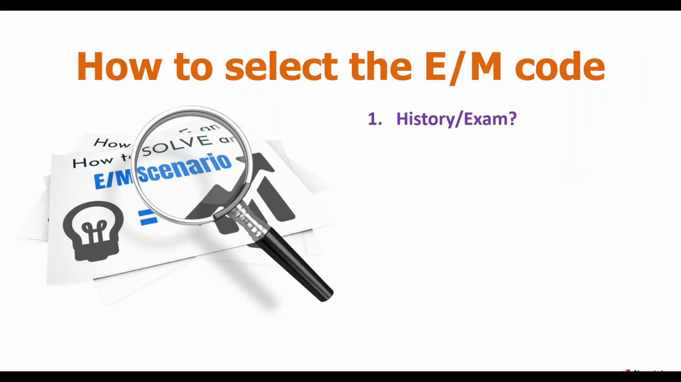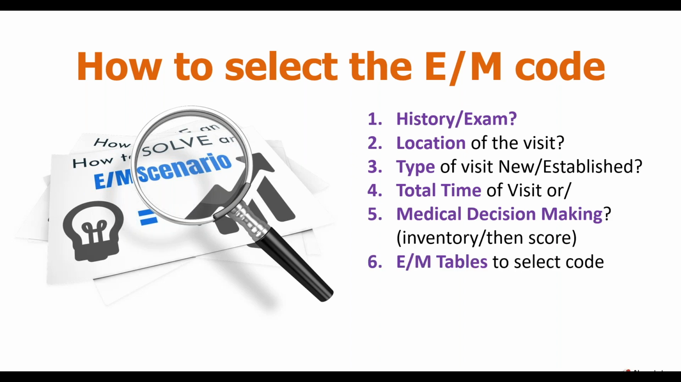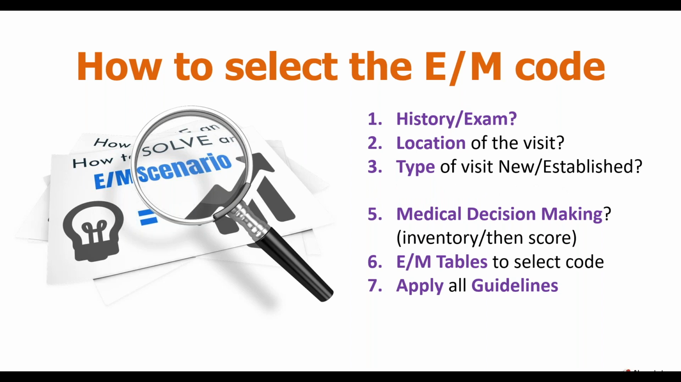Now, how to select an E&M code when the time is not documented? Again, steps remain the same. Instead of step 5, this time we will skip step 4. We have to check the history and exam, whether a medically appropriate history or exam has been performed. We have to check for the location of the visit, the type of the visit, whether it's a new patient or an established patient. Then, as I said, there won't be time documentation, so we will move on to MDM, inventory, and then score. Then we move to step 6, where E&M tables are used to select the codes. Finally, step 7, where we apply all the guidelines.